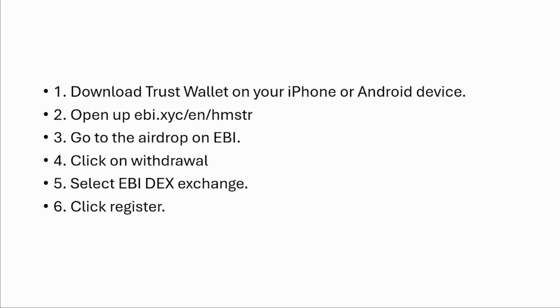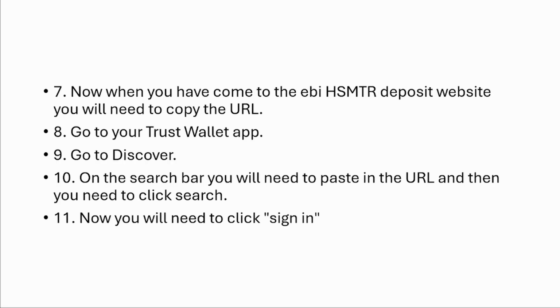Step 6. Click register. Step 7. Now when you have come to the EBI Hamster Deposit website, you will need to copy the URL. Step 8. Go to your Trust Wallet app. Step 9. Go to the Discover tab. Step 10. On the search bar, you'll need to paste in the URL and then you need to click search.